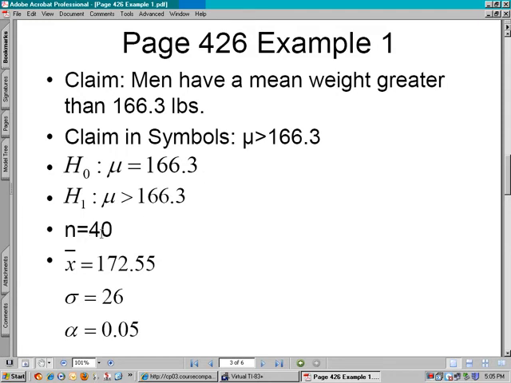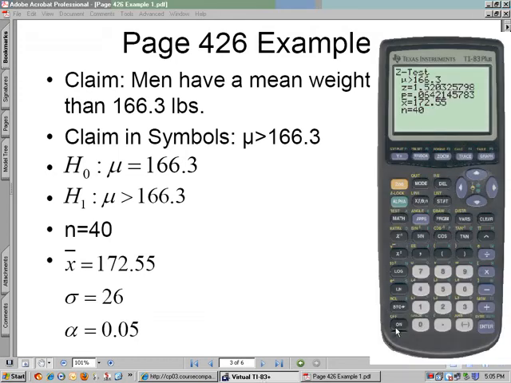The number in the sample was 40. The mean in the sample was 172.55. The standard deviation of the population, that tells us to use Z, was 26, and then our level of significance is 0.05. We're going to call up our calculator, turn it on, and I'm going to clear.